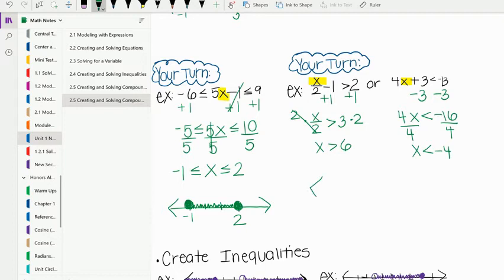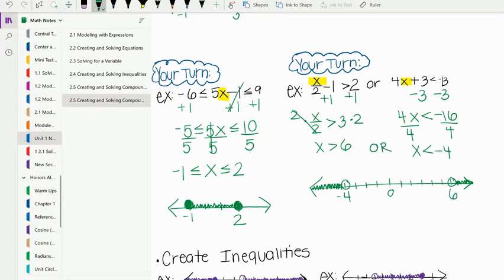So we have that x is less than negative 4, but it's greater than 6. So if this is my 0, negative 1, negative 2, negative 3, negative 4, 1, 2, 3, 4, 5, 6. At negative 4, I have an open circle, and at 6, I have an open circle. It's less than negative 4, so it's going away, and it's more than 6, so it's going away. And again, I would just put my or in the answer.